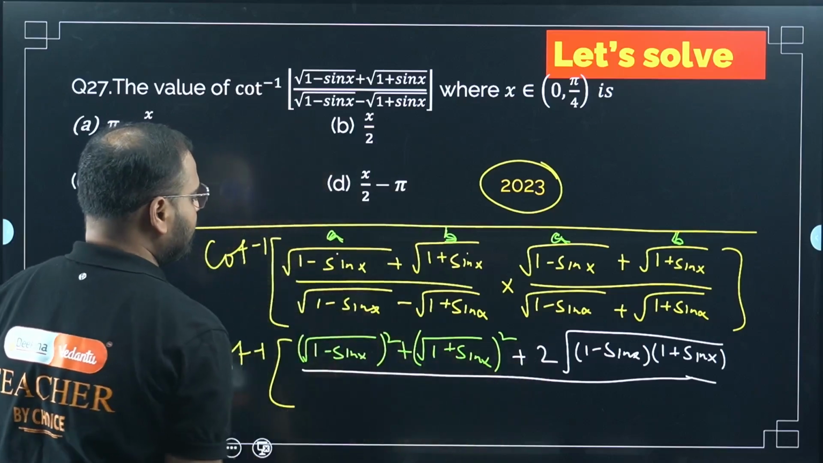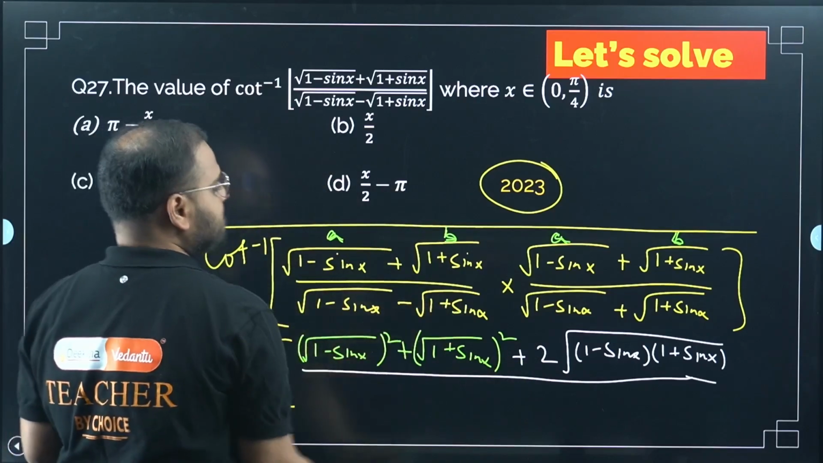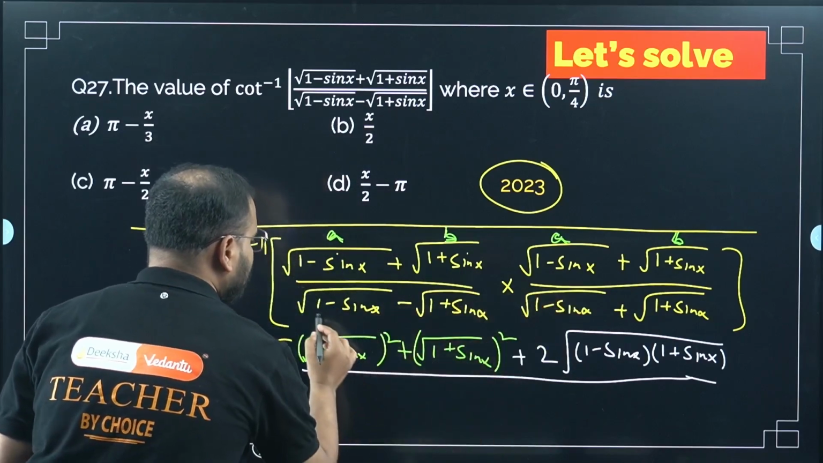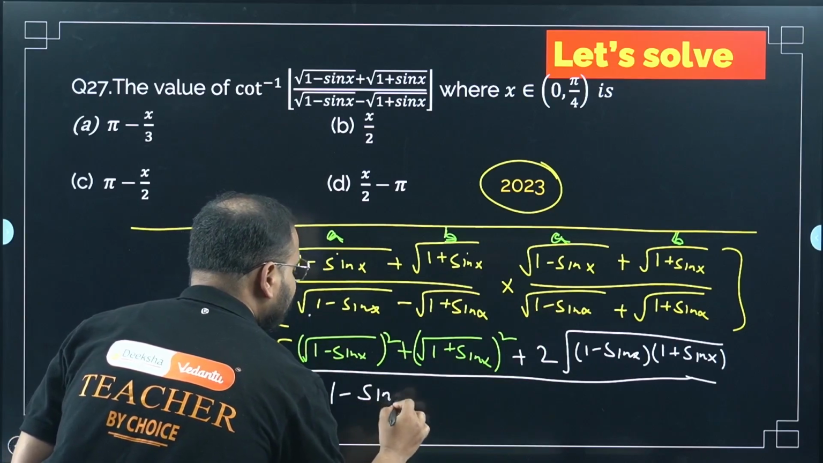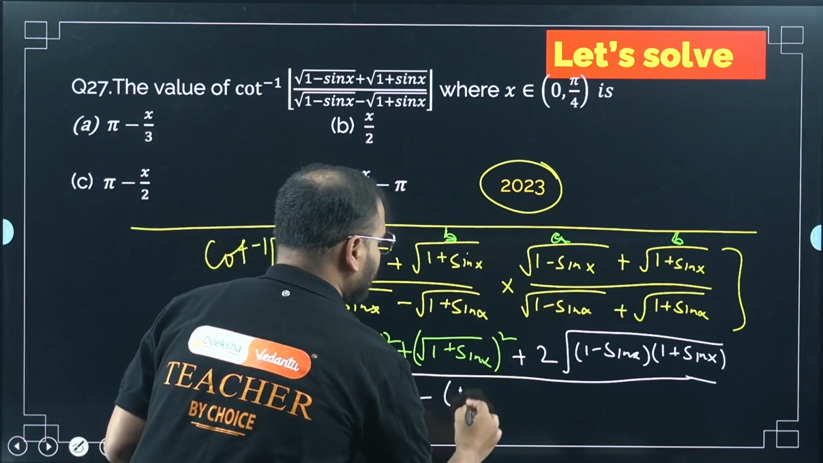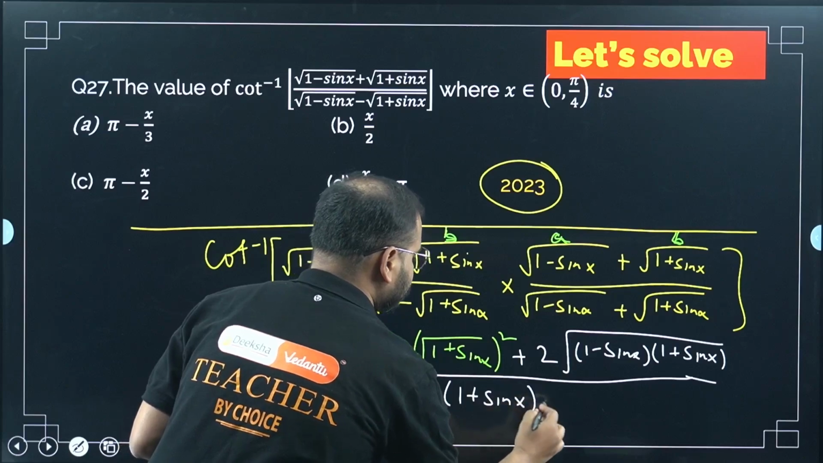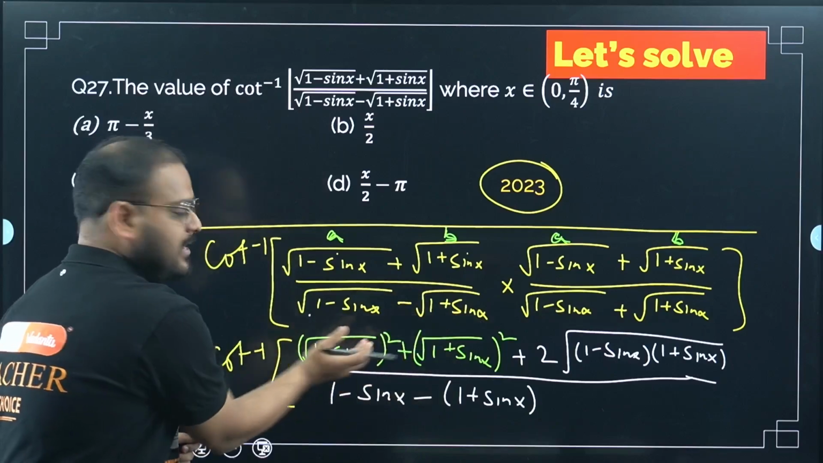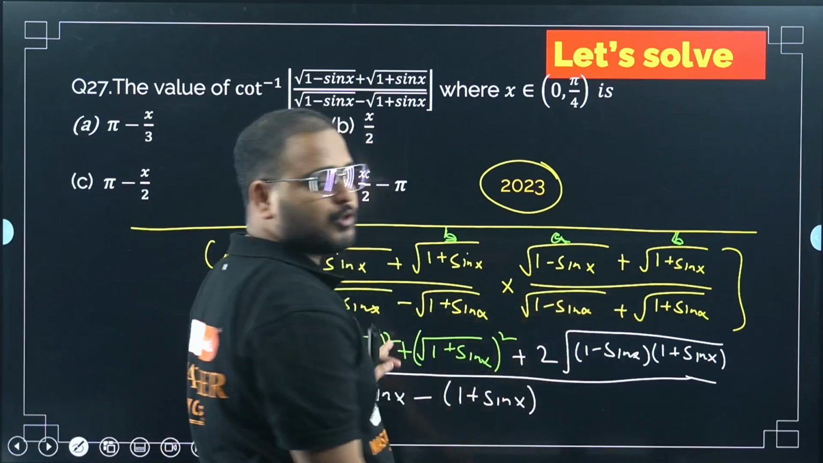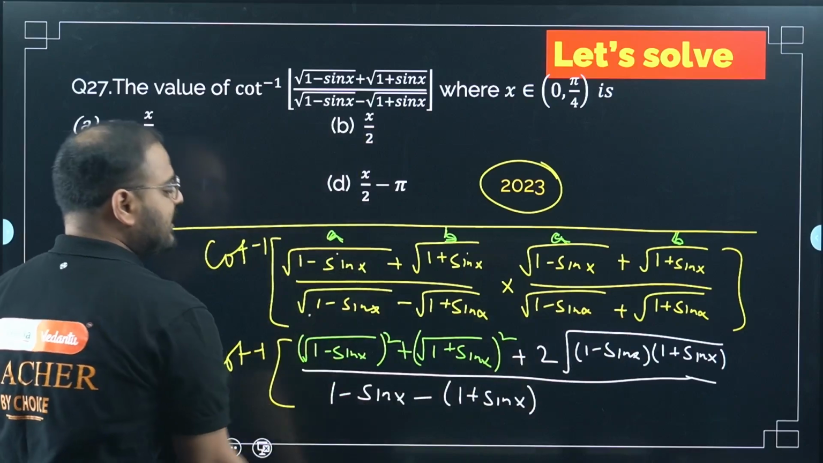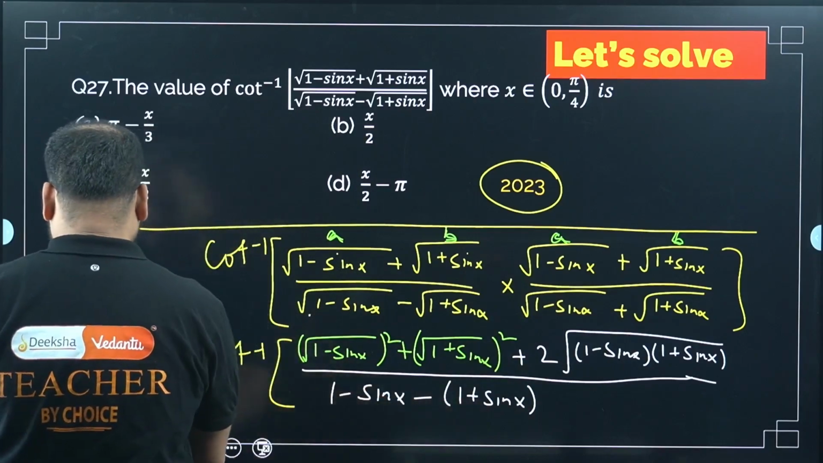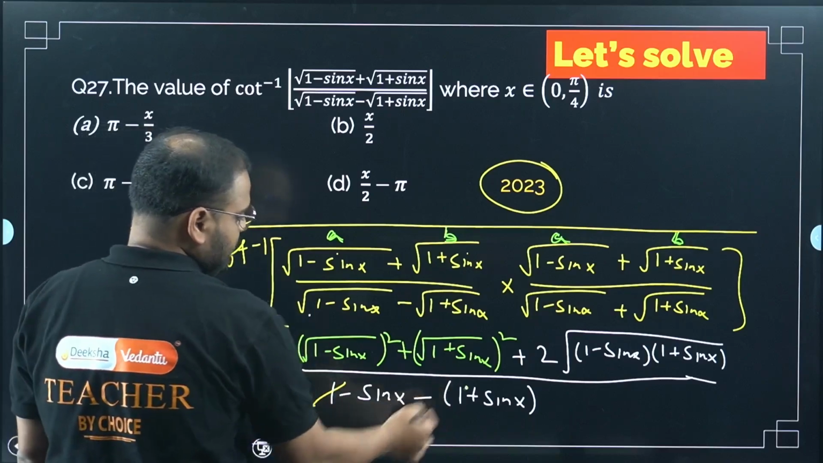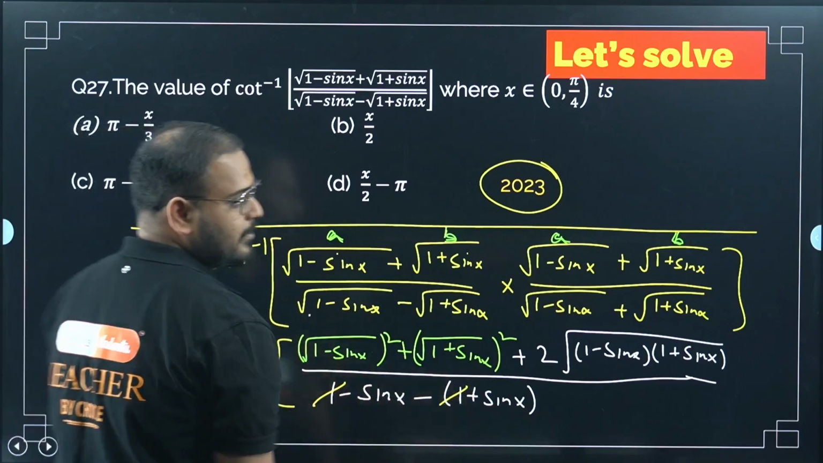What about the denominator? Simply check this: A minus B, A plus B. So simply what I'll have? A square minus B square. A square of this means the root is cancelled. So 1 minus sine x minus 1 plus sine x. Square of this minus square of this. Square of this is 1 minus sine x, square of this is 1 plus sine x. Please check, something is getting cancelled: 1 here and minus 1 here will get cancelled. You will have minus sine x and minus sine x, which is minus 2 sine x.